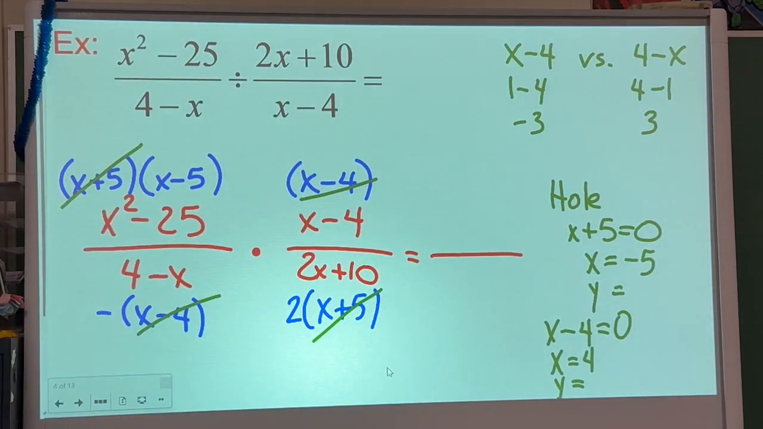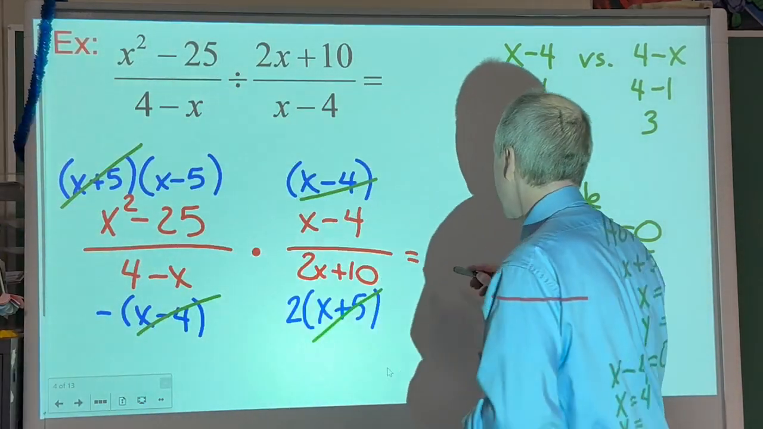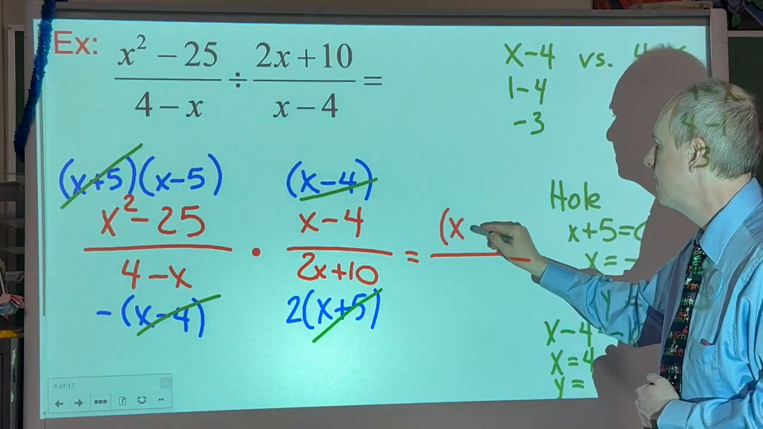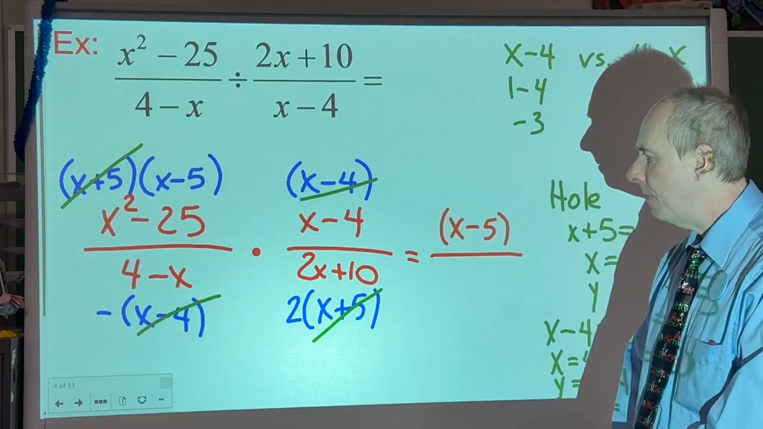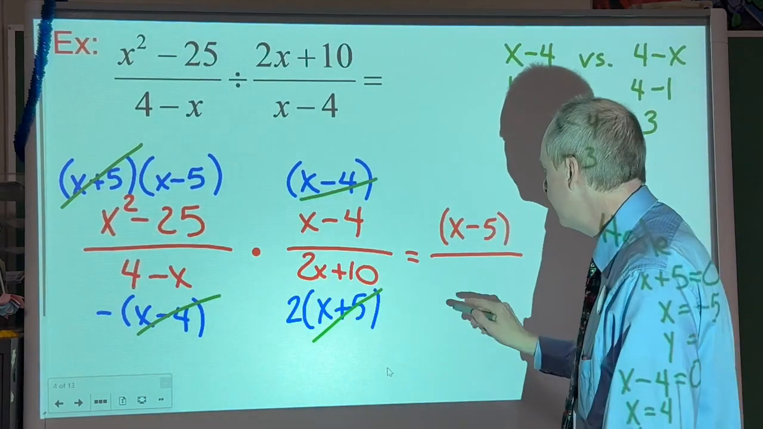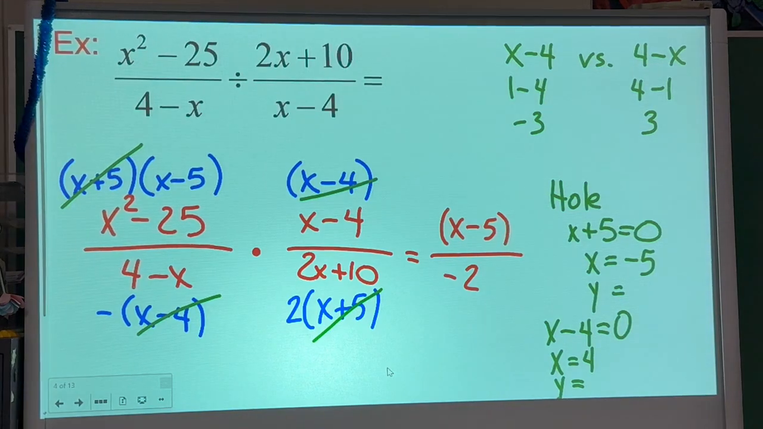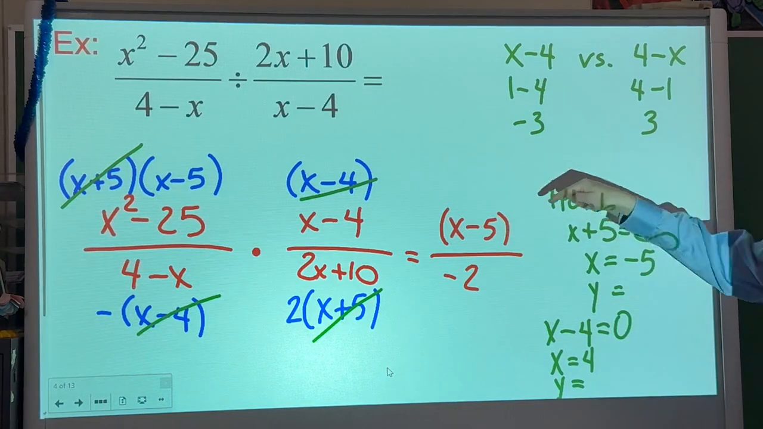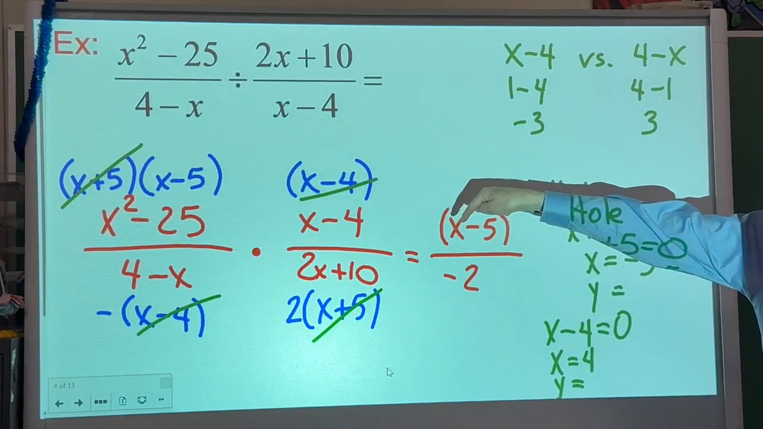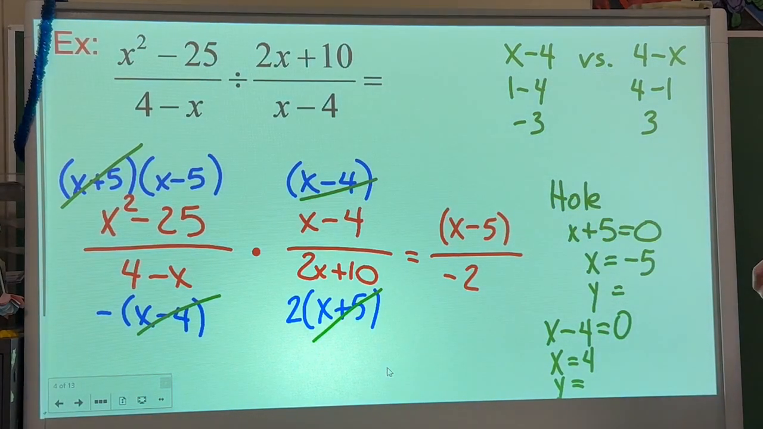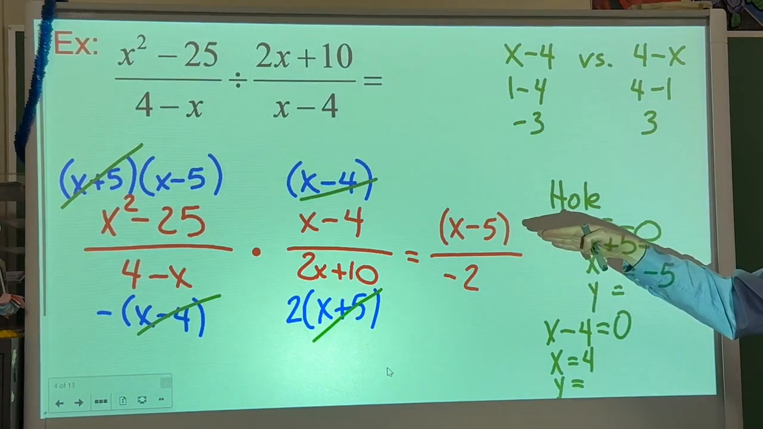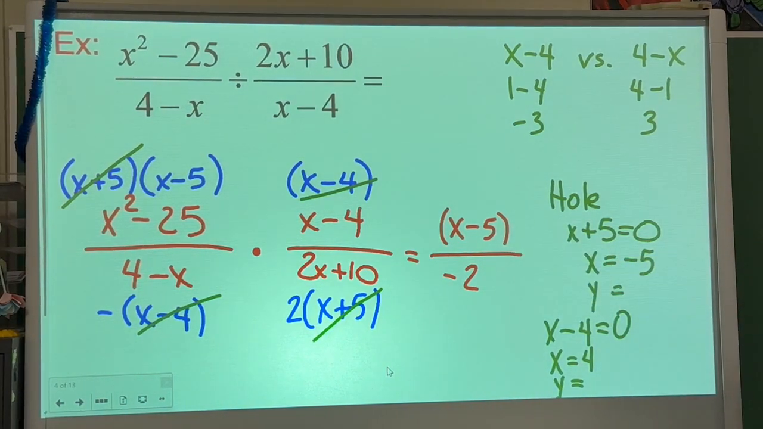What's left up top? Well, we're left with x minus 5. What's left on the bottom? Well, we have a negative here and a 2 here. So to find where the holes are, we would take our negative 5, plug it in here. Negative 5 minus 5. Negative 10 divided by negative 2.